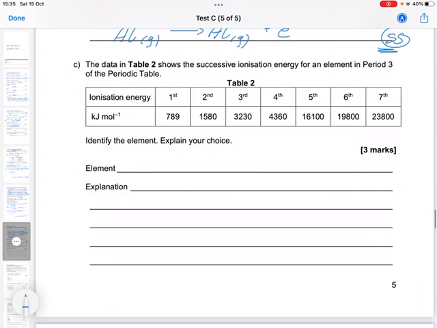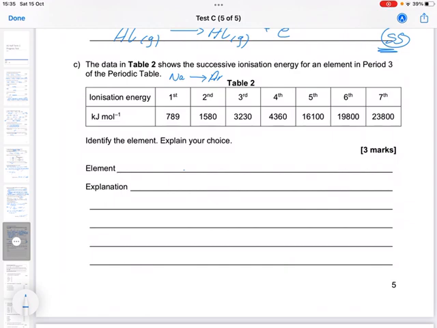And then C, the data in table 2 shows the successive ionisation energies for an element in period 3. So that is sodium to argon. Identify the element and explain your choice. So good tip here is to count up to the nearest 500.